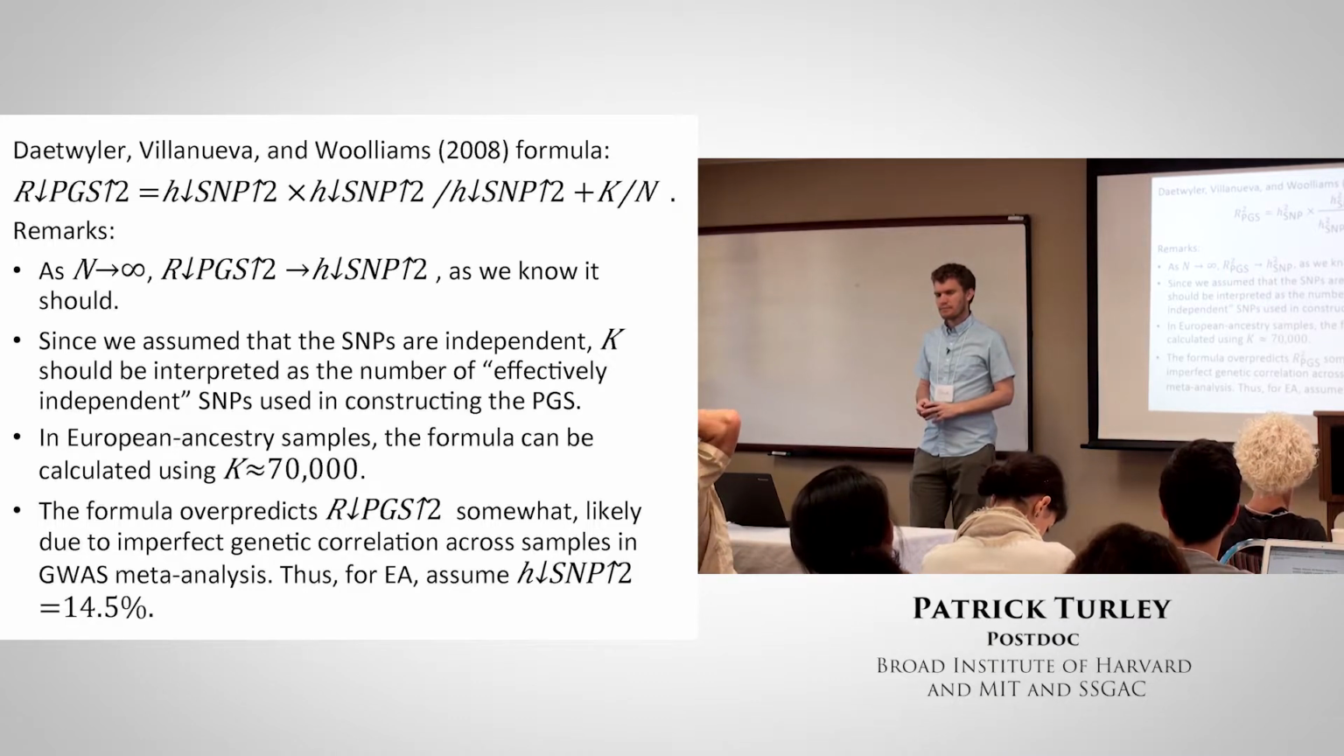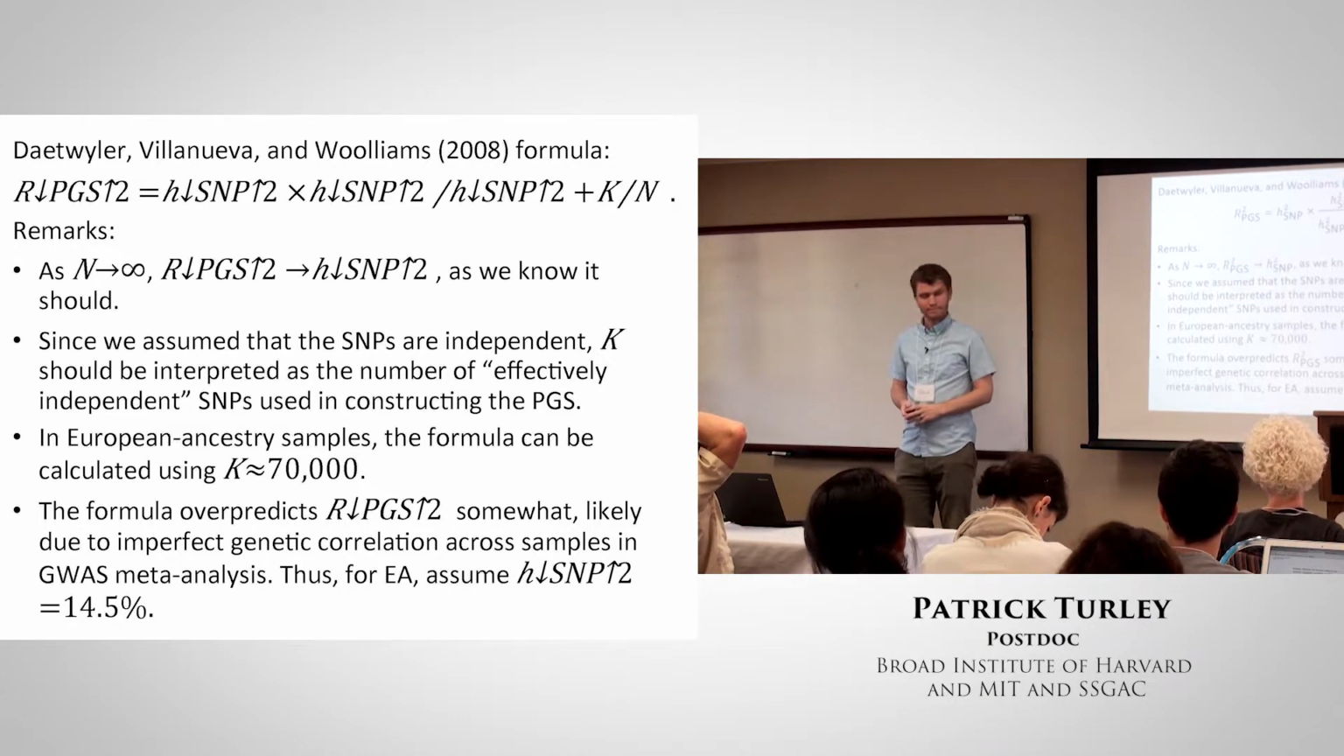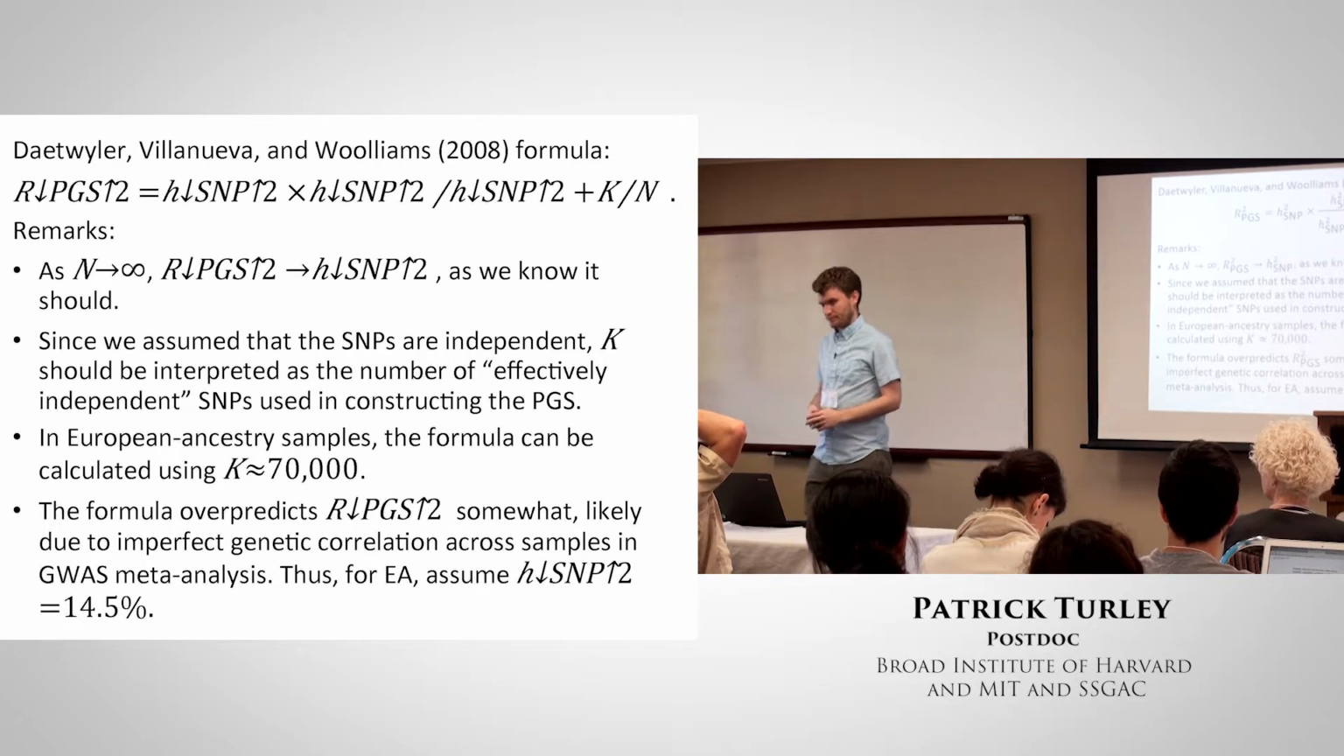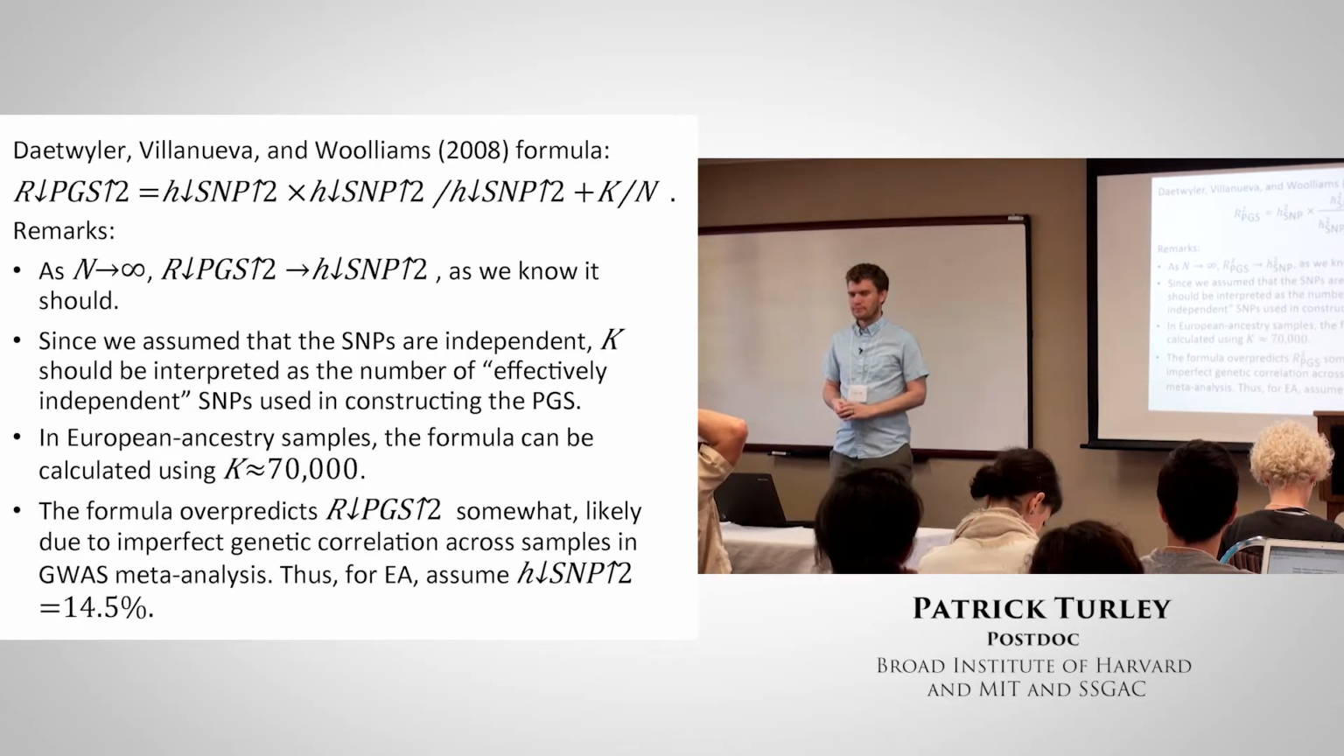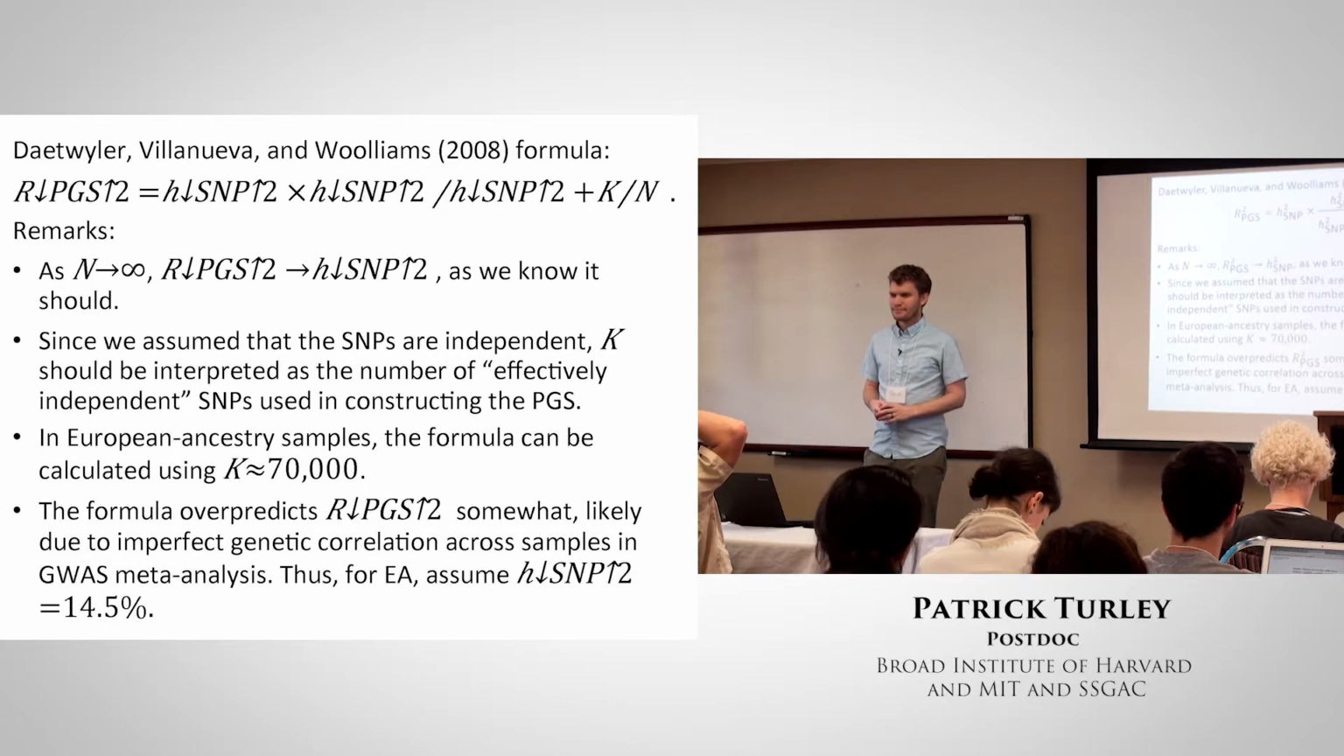But if I can make one comment about the Dudbridge formula, every now and then there's a paper on bioRxiv making claims about prediction accuracy that are wildly optimistic compared to what this formula predicts. Invariably, what's happened is that there was some screw up in the selection of the validation sample that induced overlap.